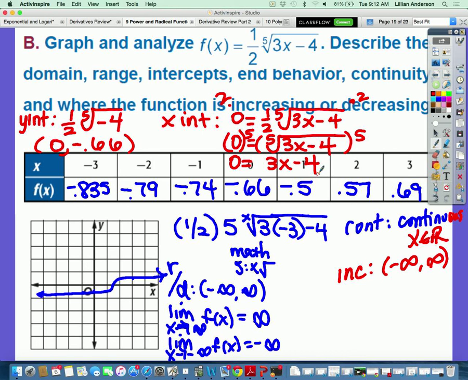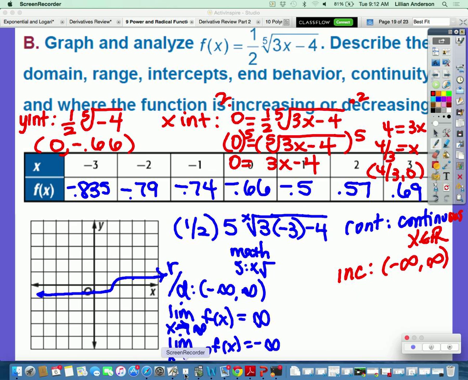Add 4 and divide by 3. So it'd be 4 over 3, 0. Exactly. That's how you find x and y intercepts. A nice review from the first unit.